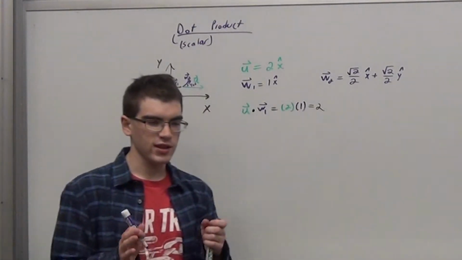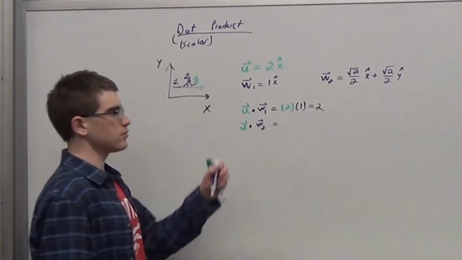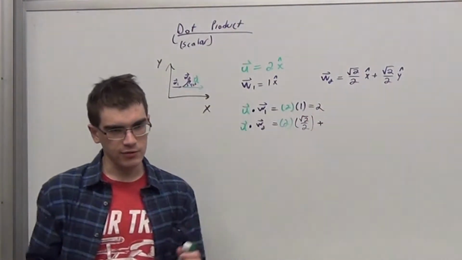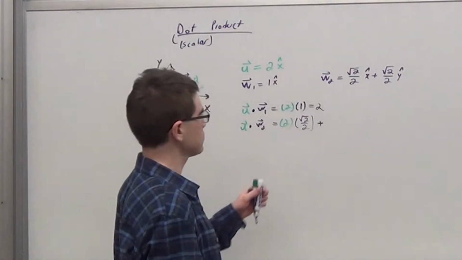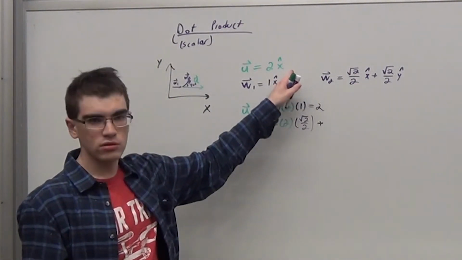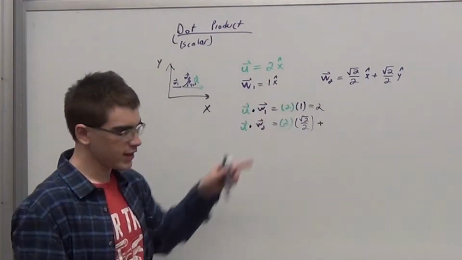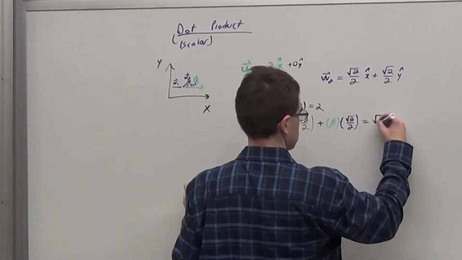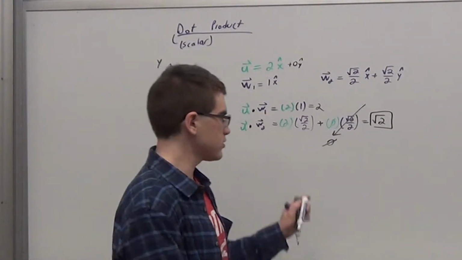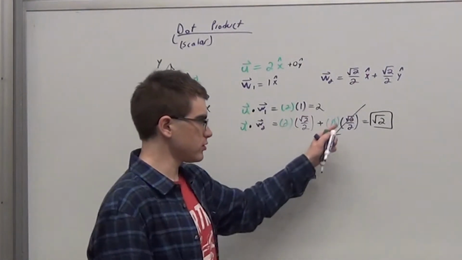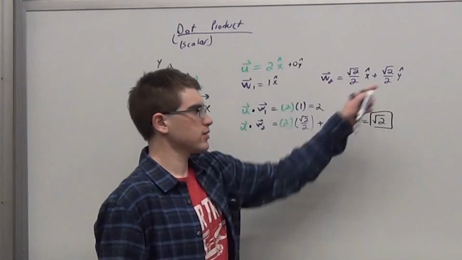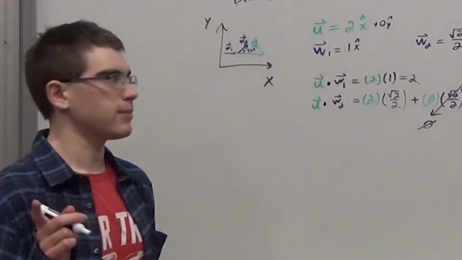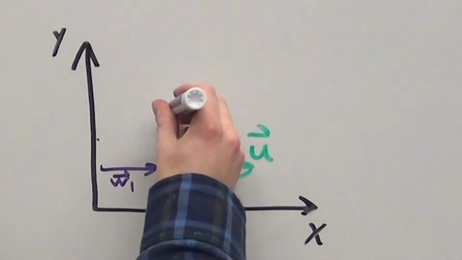So now, let's see what the dot product is. We're going to multiply the x components together. And now we need to add the y components. u is just in the x direction, so there is no y here. It's just equal to 0. So when we take the dot product of u and w2, we get 2 times square root of 2 over 2 plus 0. The y components cancel out. Root 2 is smaller than 2.